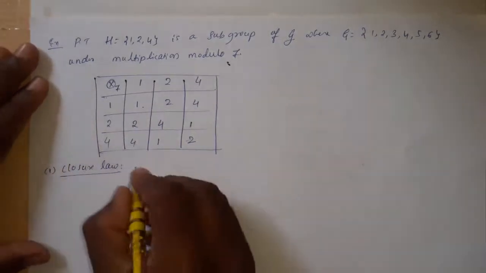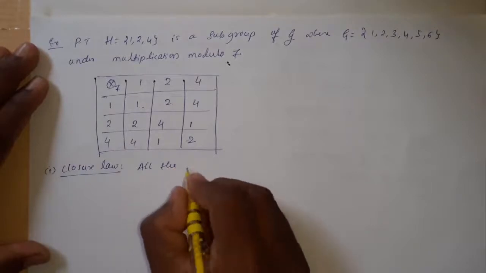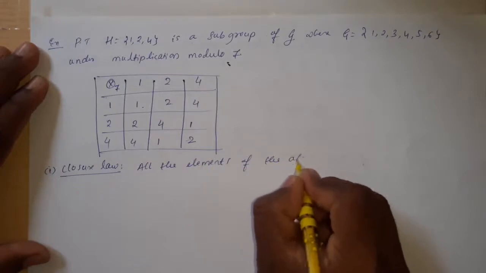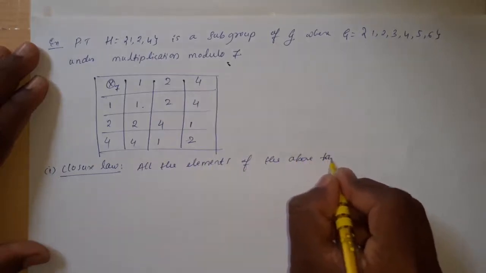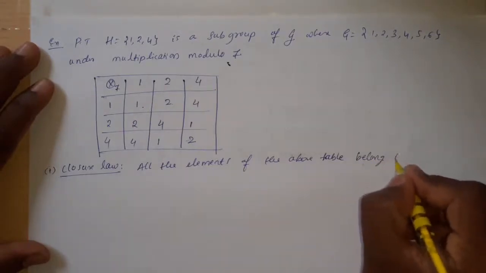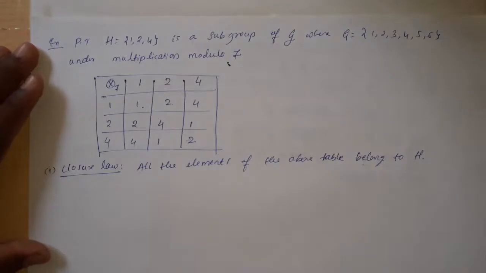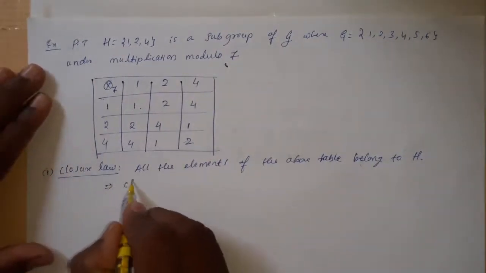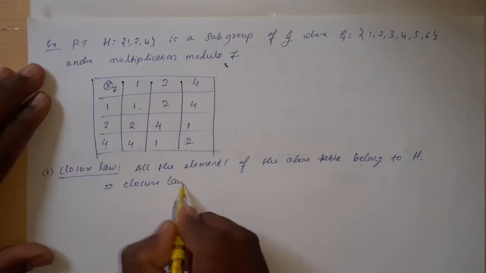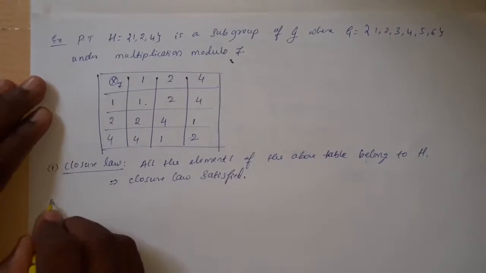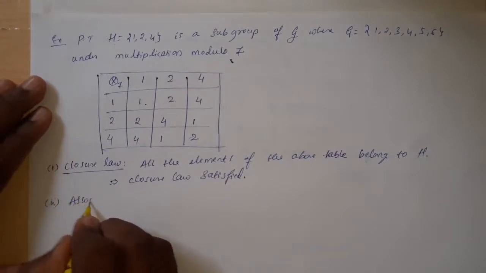So now write here all the elements of the above table. All the elements of the above table belong to H, right? Because we need to prove that H is a group. So therefore, all the elements of the table belong to H, then it implies that closure law is satisfied, right. Then second one, associative law.